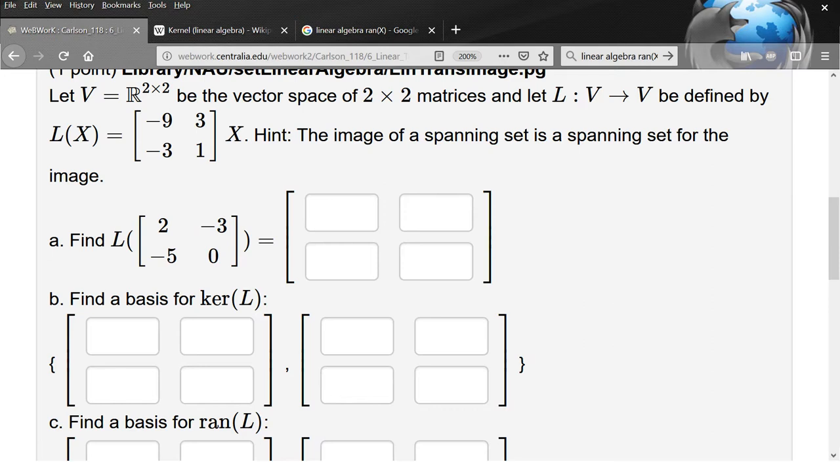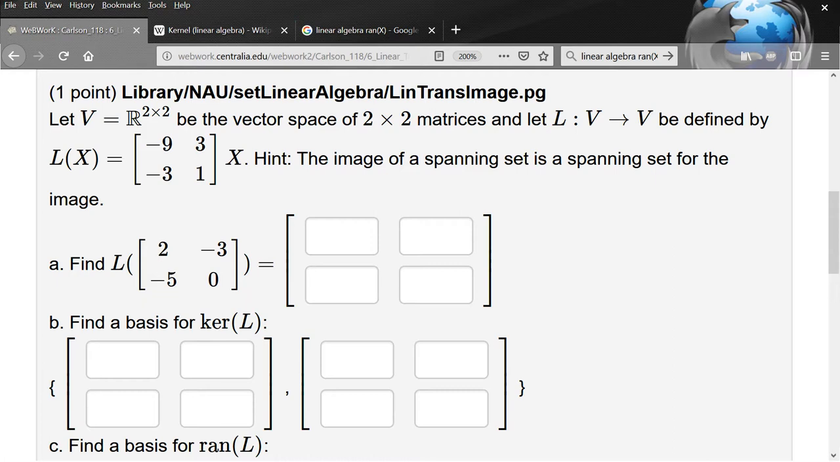So the image of a spanning set. The inputs come from V. So I need to write down what is the spanning set of our domain, and then we're going to apply the L function and see what those spanning set vectors turn into. All right, our vector space V is 2x2, so it's actually a four-dimensional vector space. So we're going to get to pick a basis for it. A basis is a spanning set that's independent. So it's a spanning set that has no extra vectors inside of it. So I'm going to need four vectors for my spanning set.